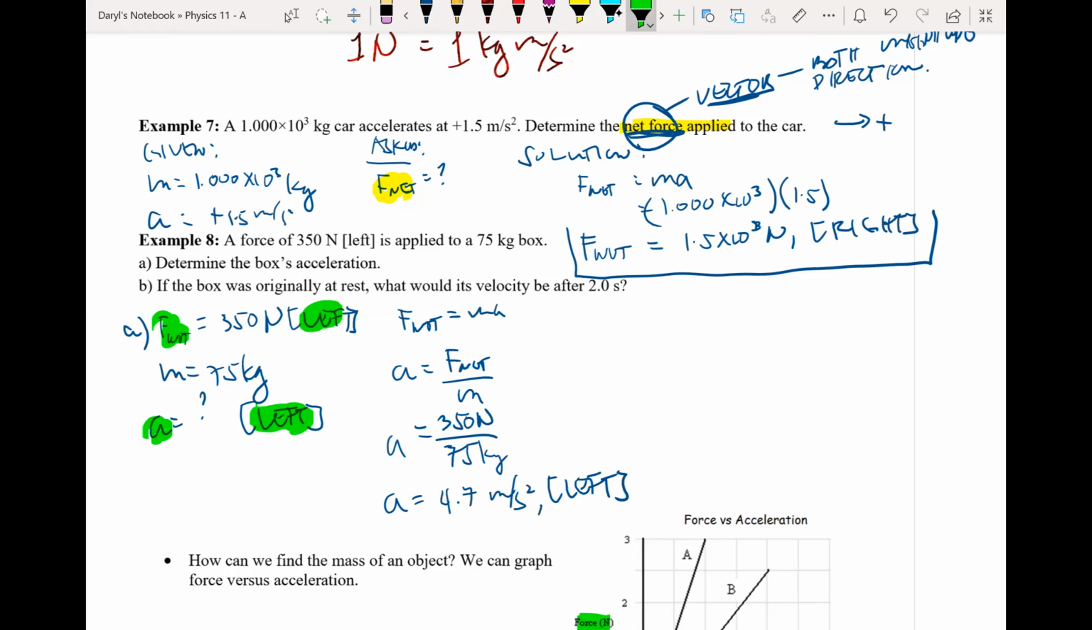And again, without necessarily having that part of the computation right away, it's to the left. So according to the second Newton's law, the direction of the net force is the same as the direction of the acceleration. So therefore, it also applies. If the direction of the net force is left, the acceleration is also to the left.